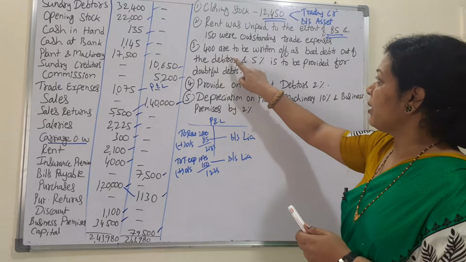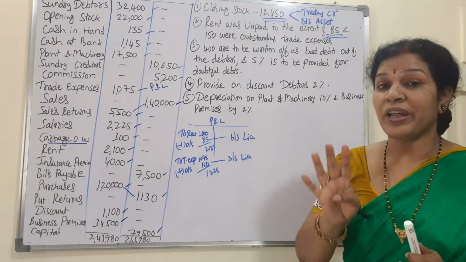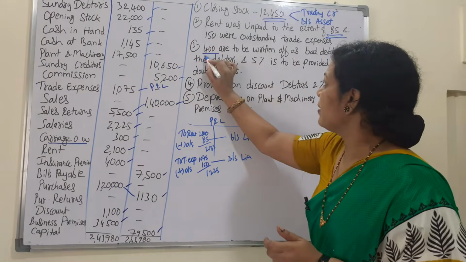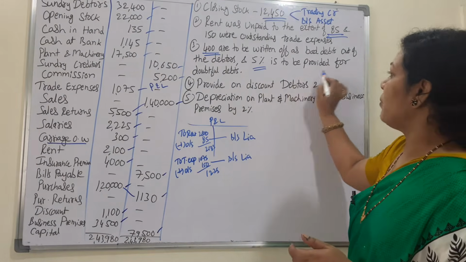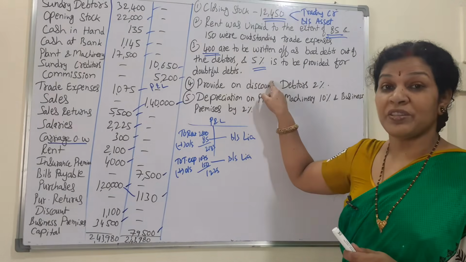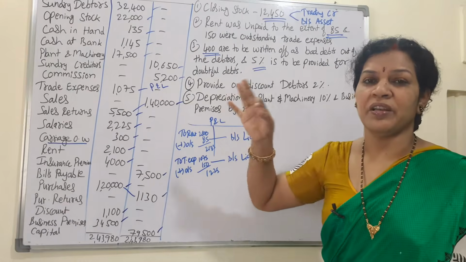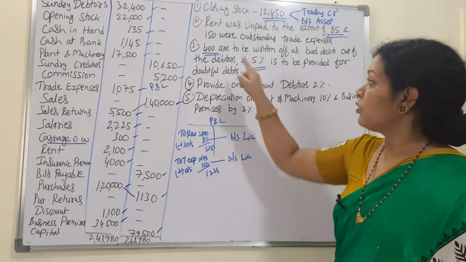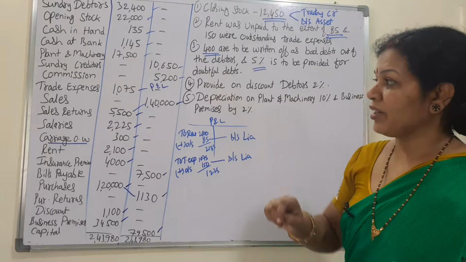Next one, third one, 400 is to be written off as bad debts. This is one thing. And out of debtors, 5% to be provided for doubtful debts. 400 bad debts, 5% doubtful debts. Remember, whatever is given in the adjustments related to the bad debts, that is a loss. Remember this point. So 400 is loss, 5% we have to calculate on debtors, that is also loss.